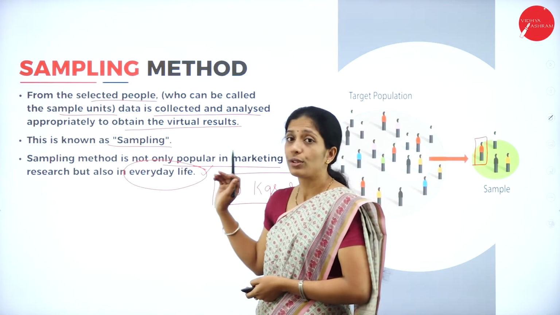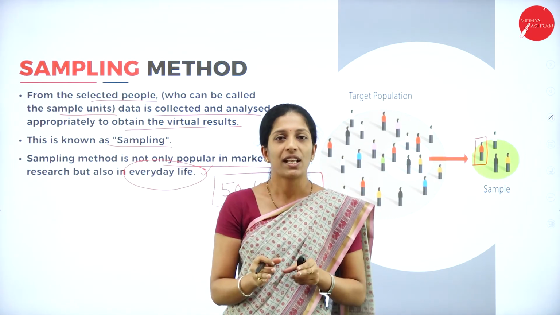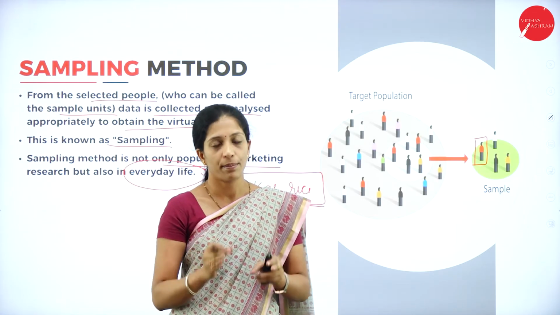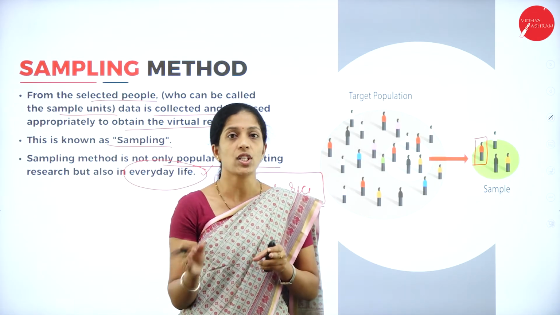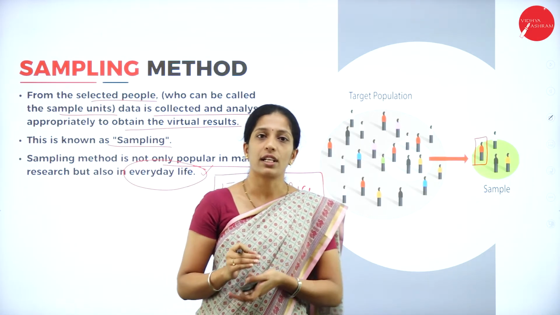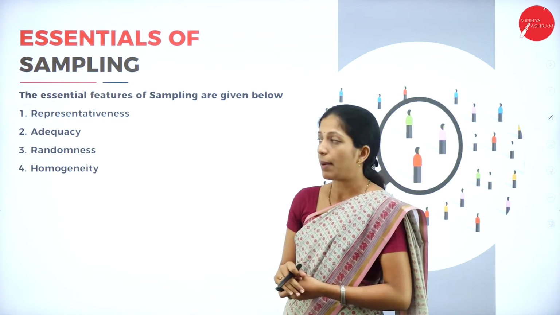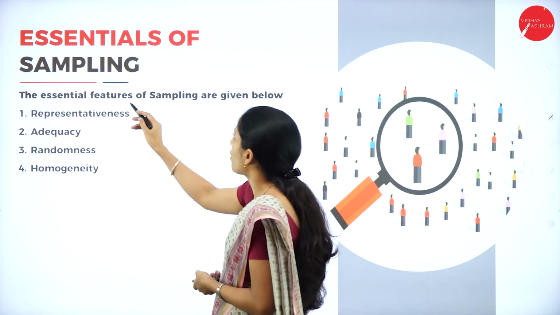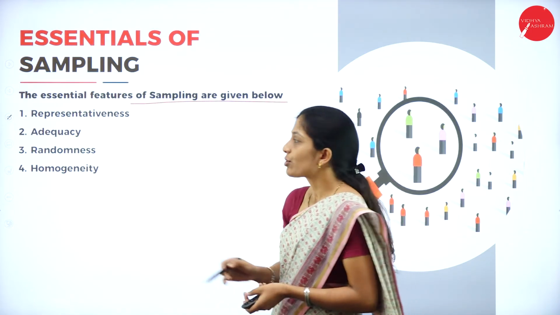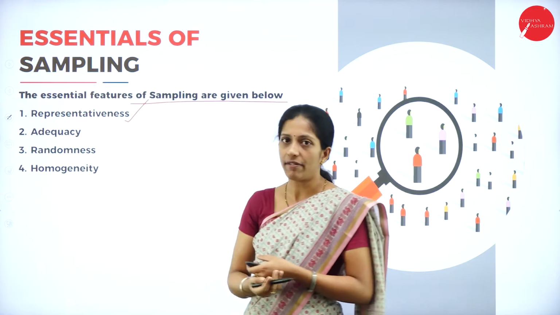So they have told you that sampling is not only confined to business research or marketing research, it is also applied in everyday life. Now let us see what the essentials of sampling are. The essential features of sampling are given below. The first one is representativeness.